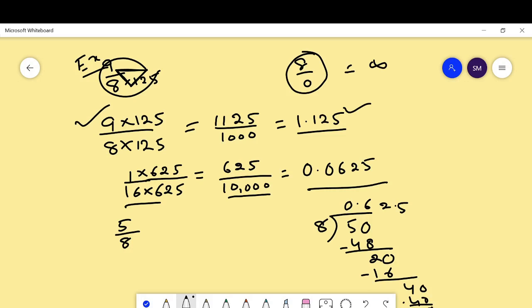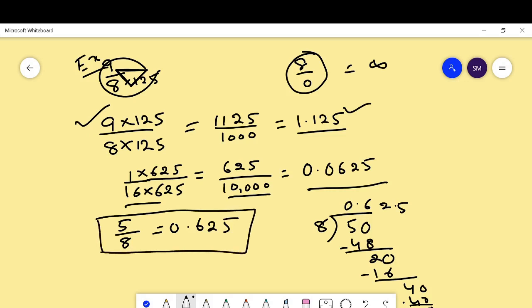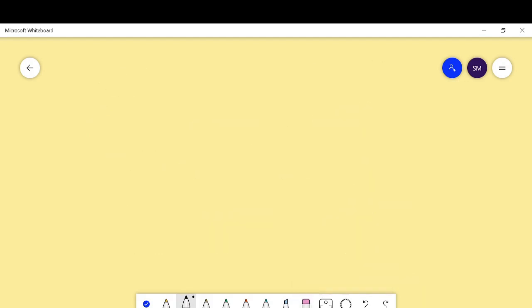Then 5 upon 8 can be written as 0.625. This is the decimal representation of 5 upon 8. Here are other examples. I have already told you, only knowing the method is not sufficient, students. Please practice a variety of questions which will be helpful for you.